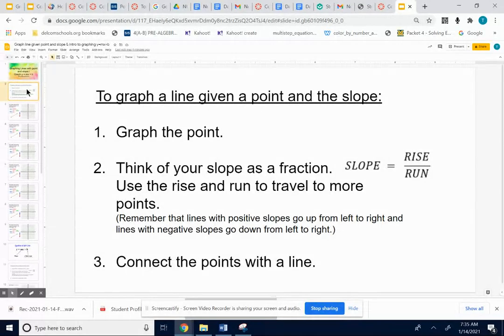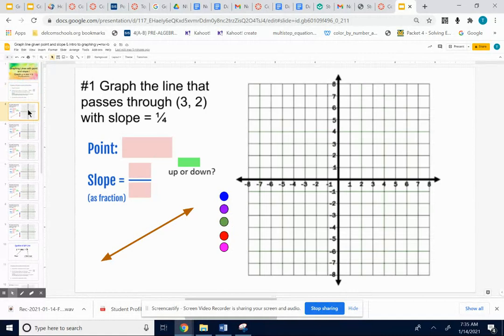Okay, so we're going to graph the point. We're going to use the rise and the run of the slope to travel to a second point, and then we're going to connect the points with a line. Okay, let's see how this works out. Okay, example 1. Graph the line that passes through point (3, 2) with slope 1/4.